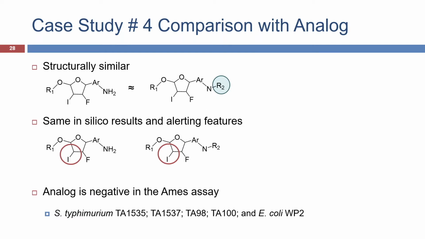However, we had an analog within our database, and that was very similar. The only difference between these two compounds was the amine was alkylated, and this alkyl didn't have any alerting feature. We compare both compounds in the QSAR, and they both have the same alerting features highlighted. Our analog, however, had been tested in the Ames assay, and it was negative.